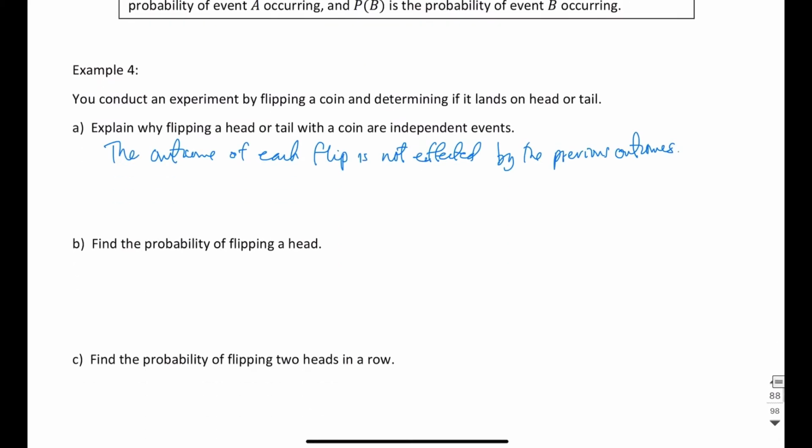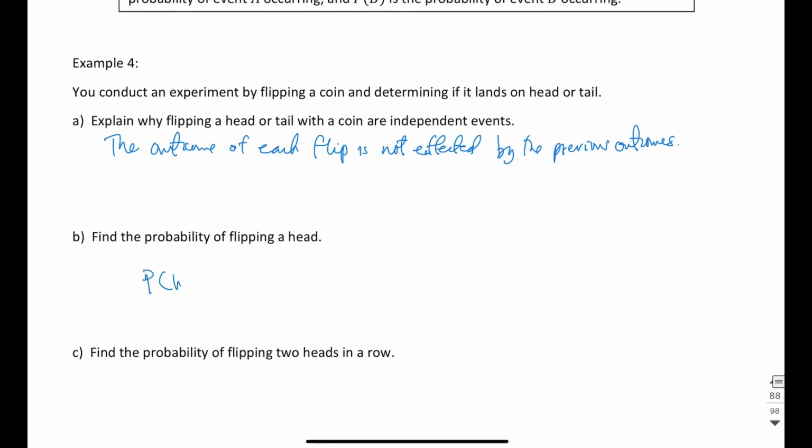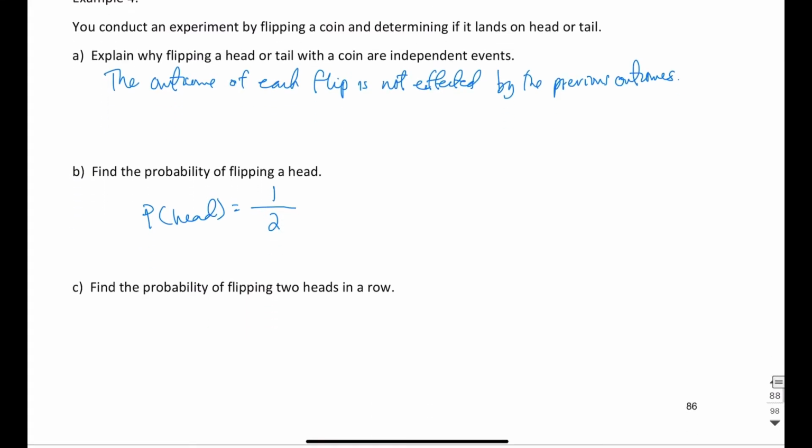So now, what's the probability of flipping a head? Well, in a coin, there are only two outcomes that are equally likely, and the head is one of those two outcomes. So the probability of flipping a head is 1 out of 2. So what is the probability of flipping two heads in a row? We can identify this as the probability of flipping a head and a head, right?